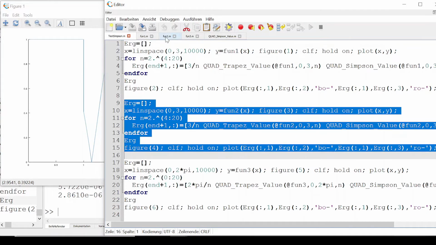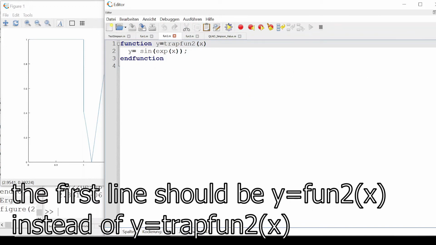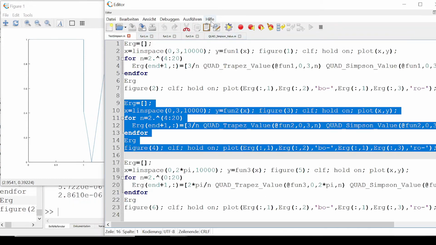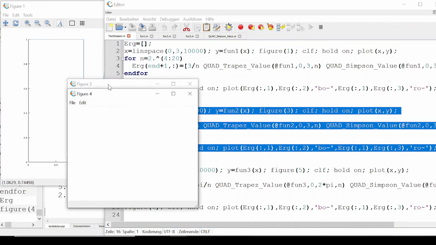Let's come to our second function. Let's call it sine of exponential of x. Let's run that code.